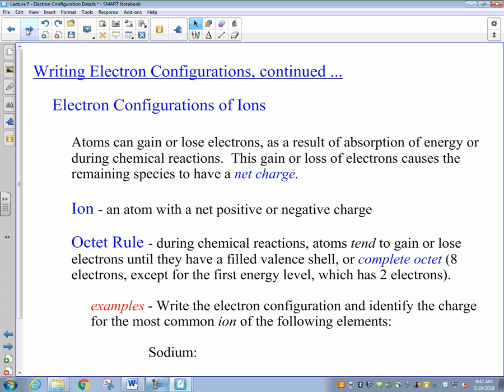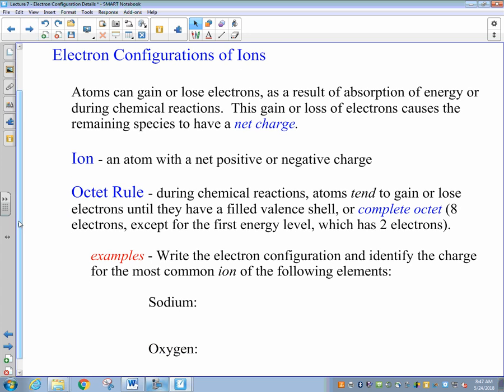And those atoms which have either gained or lost electrons, we refer to as ions. And in general, atoms on the periodic table tend to gain or lose electrons during chemical reactions in such a way that fulfills what we refer to as the octet rule. We'll be talking about this octet rule more in our naming and bonding unit. But for right now, just recognize here, guys, that there's a general tendency for atoms to gain or lose electrons in such a way that they end up with a filled valence shell of electrons. We call that filled valence shell a complete octet, a set of 8 electrons.